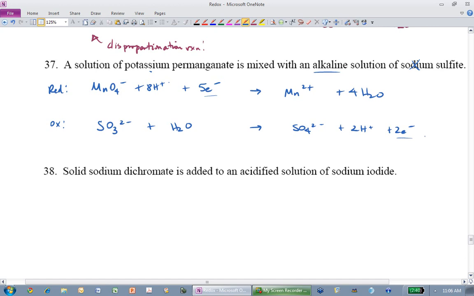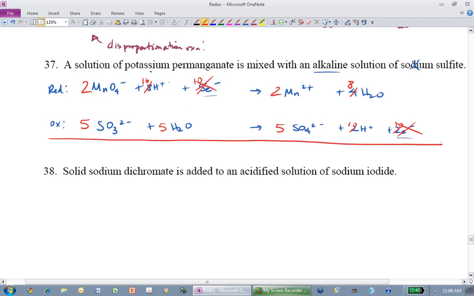Okay, what else needs to happen? I just need to do the 5-2 trick and get the heck out of Dodge here. So double everything here, so I can get to 10 electrons. Quintuple everything here, so I can get to 10 electrons, so I can cross off 10 electrons and add this little mess together. I can also clean up some H pluses. Get rid of all 10, leaving 6. Get rid of all 5, leaving 3.